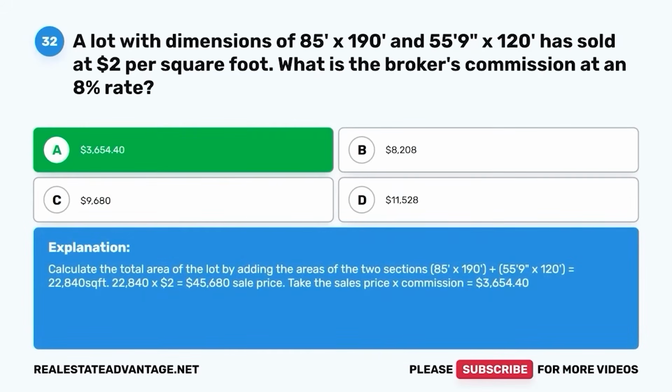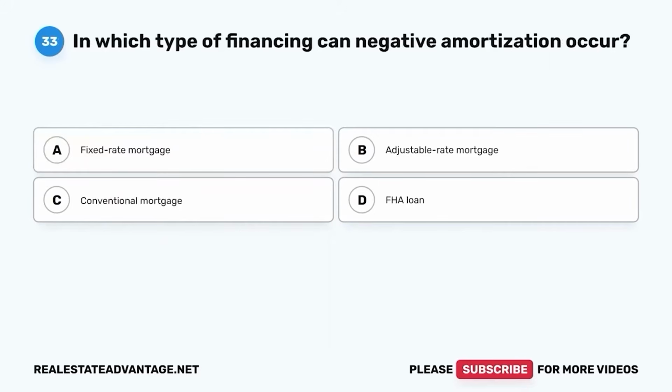Calculate the total area of the lot by adding the areas of the two sections, 85 feet by 190 feet, plus 55 feet 9 inches by 120 feet, equals 22,840 square feet. 22,840 times $2 equals $45,680 sale price. Take the sales price times commission equals $3,654.40.